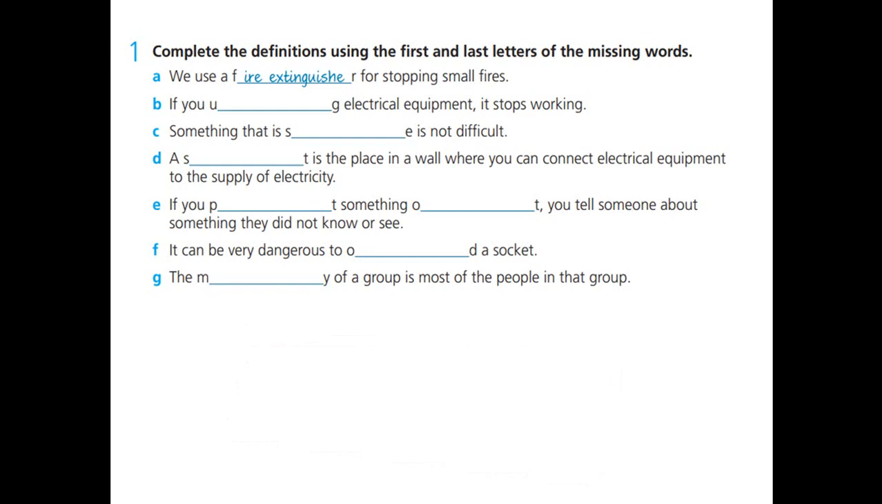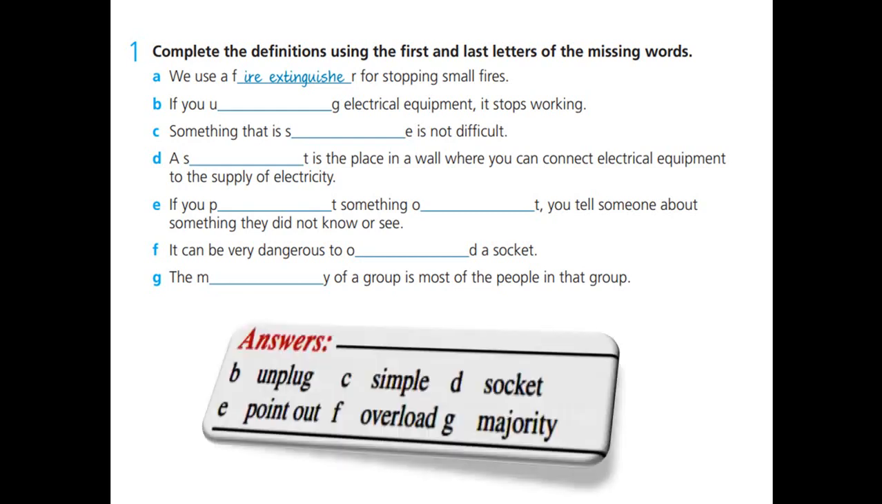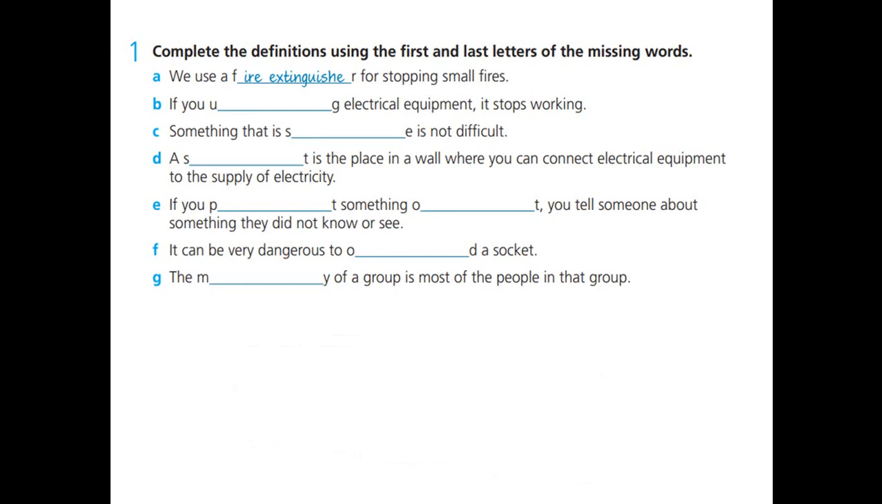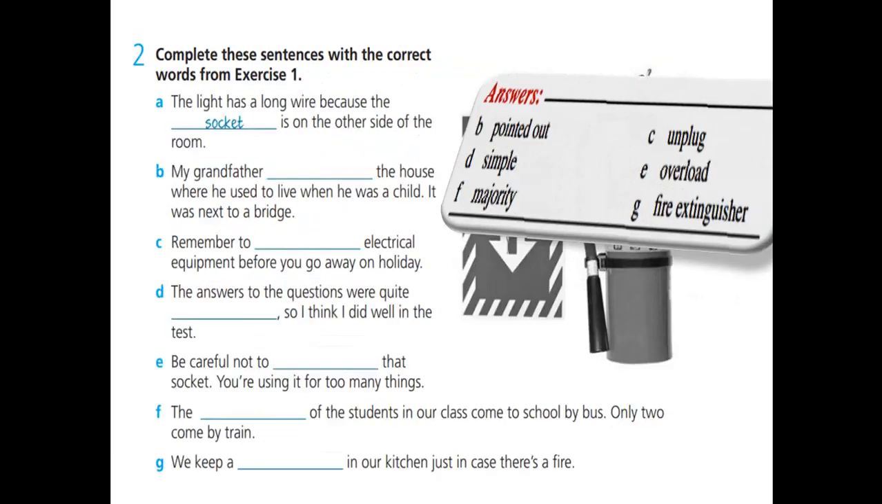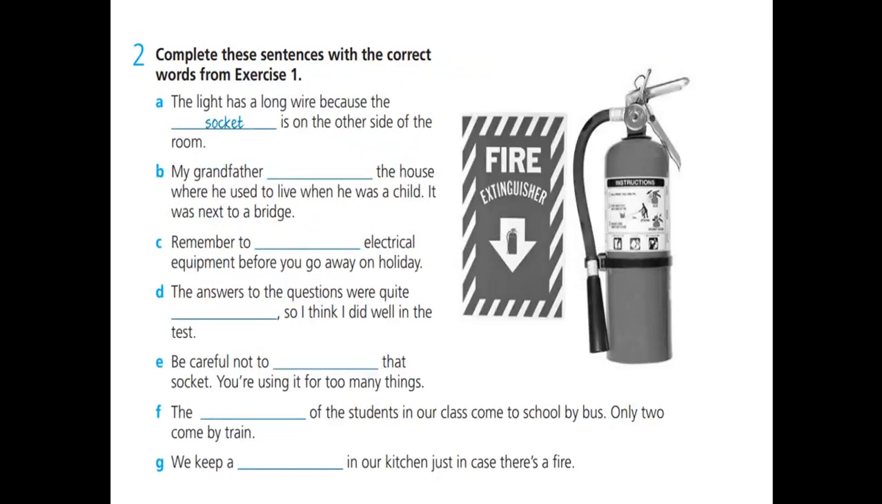Number F. It can be very dangerous to a socket. To what? To overload a socket. Alright, number G. The space of a group is most of the people in that group. This is what? The majority of the group. Okay, now number 2. The light has a long wire because the socket is on the other side of the room. Number B. My grandfather not the house where he used to live when he was a child.